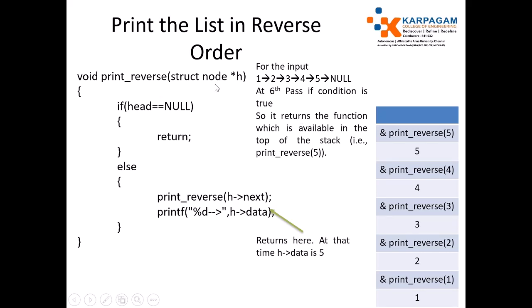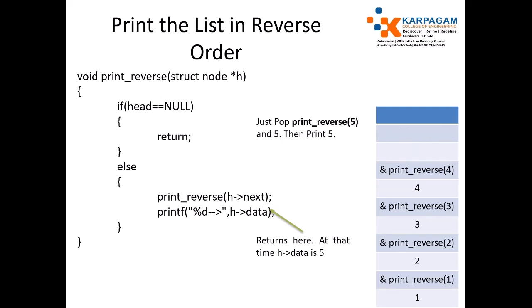At the sixth iteration, the node points to the null value. So it returns; it will just refer to the top of the stack, which function I have to return to. So it returns to print reverse of 5, where it returns after the printf statement. At that time, the h of data is 5. So just pop print reverse of 5 and print 5.